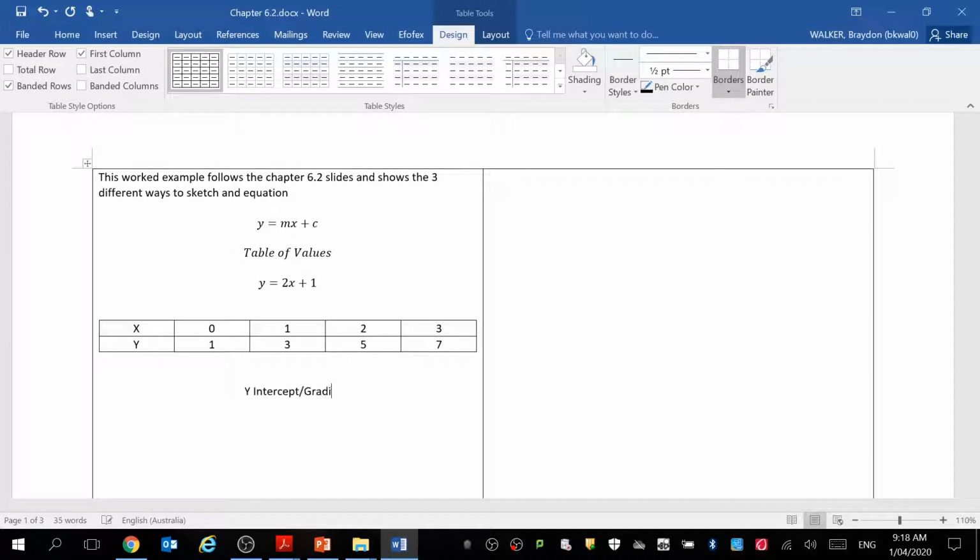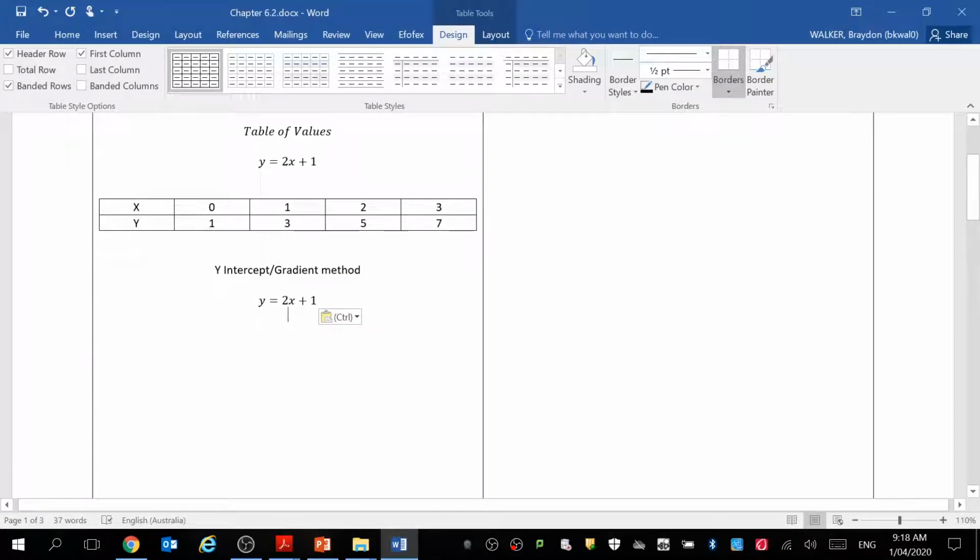Now, the next method is what's known as the y-intercept and gradient method. And to do this, you take your linear equation, which I've got here, and you start with what's known as, I guess you could call it a starting point. And the easiest way to find a starting point with any equation is with your y-intercept, the +1. So generally how I do the y-intercept gradient method, and using this method you can graph any y equals mx plus c equation in under 5 seconds.